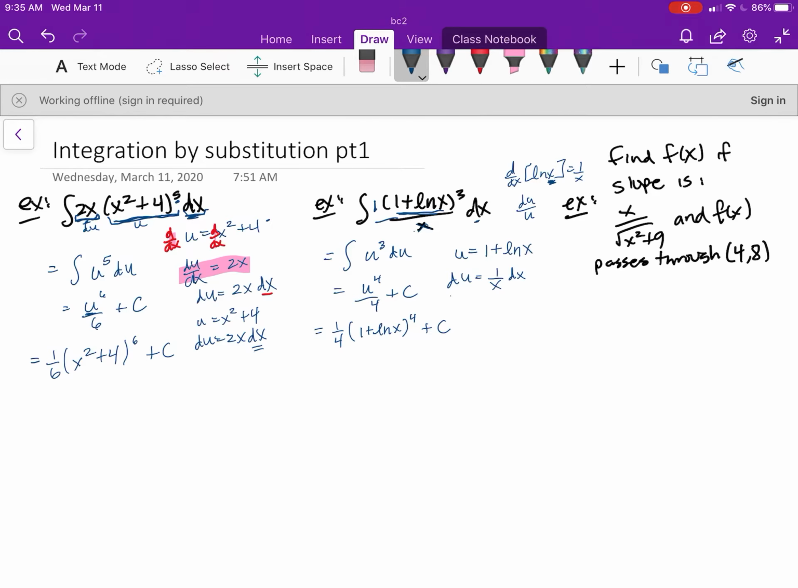Okay, these take some practice, finding out what the u is, but once you get it, it's pretty straightforward. Once you find the correct u, and like I said, sometimes you do have options. Sometimes you choose a different u and it could work.